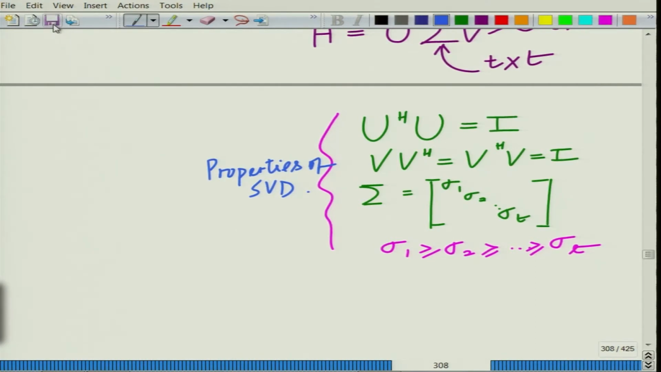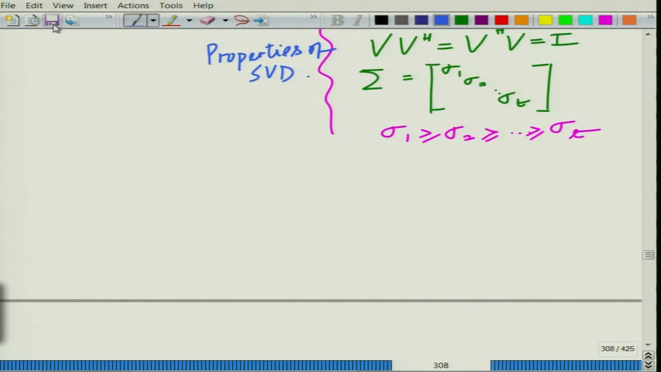Okay. Now, at the receiver we perform receiver processing in the MIMO system.